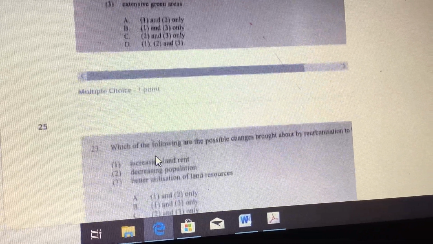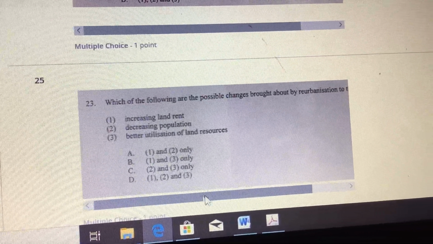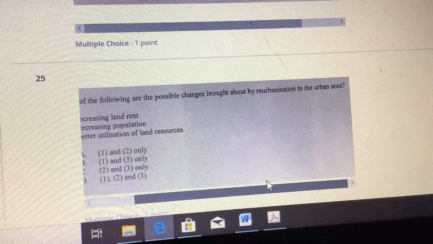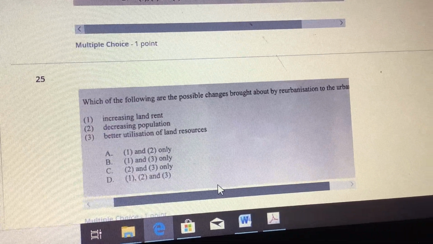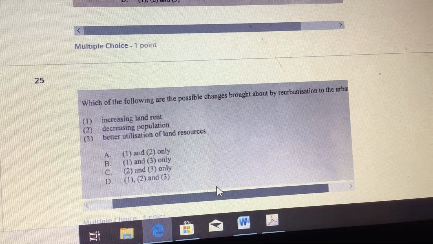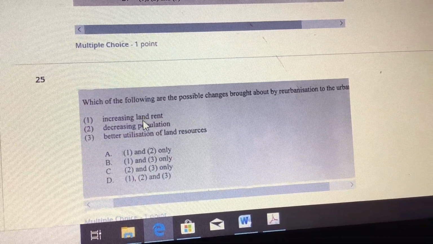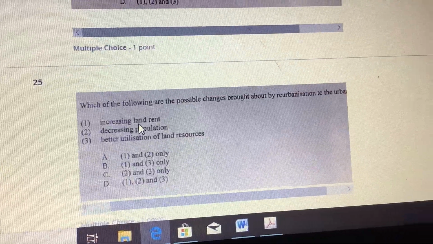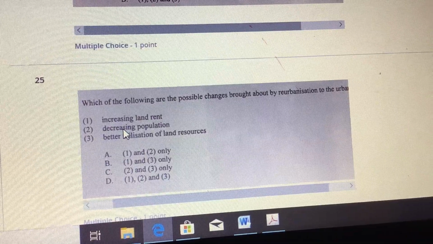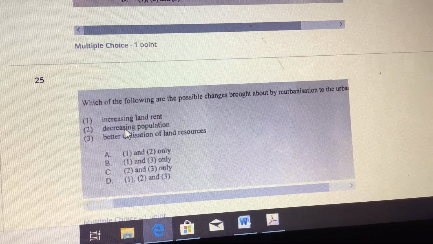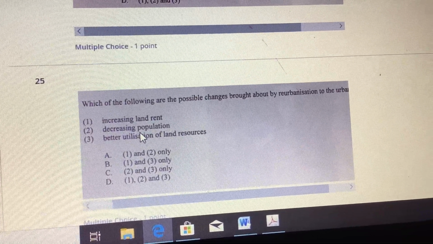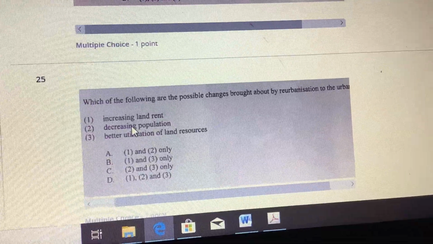So accordingly, A, 1 and 2. And then this one: which of the following are the possible changes about the reurbanization of the urban areas? As I said before, what is urban reurbanization? It's really related to the urban renewal of the inner city area. So if we are doing reurbanization, the land rent will be increased, and population actually is increased, because the old buildings, which just have several stories, are replaced by new buildings, which may have 30 or 40 or 50 stories. Okay, so this one is not correct.